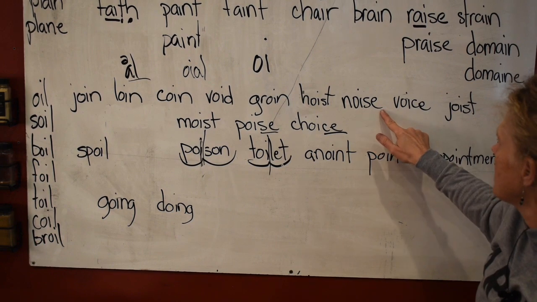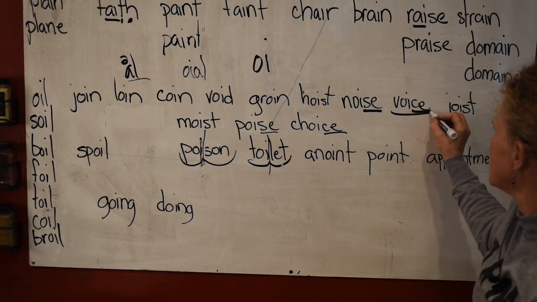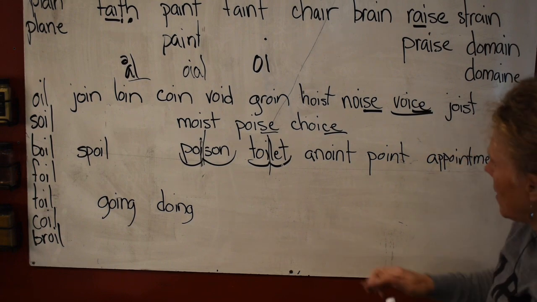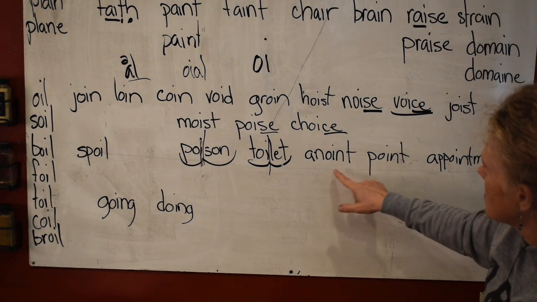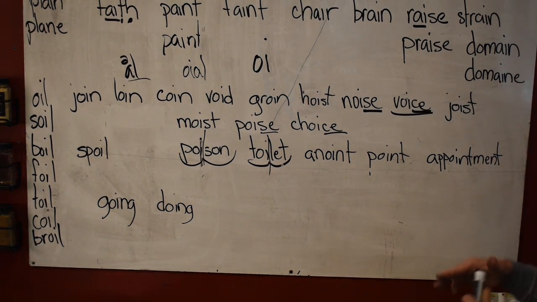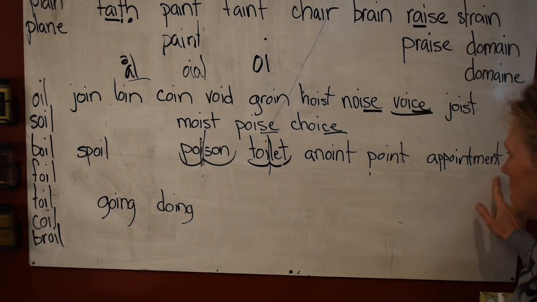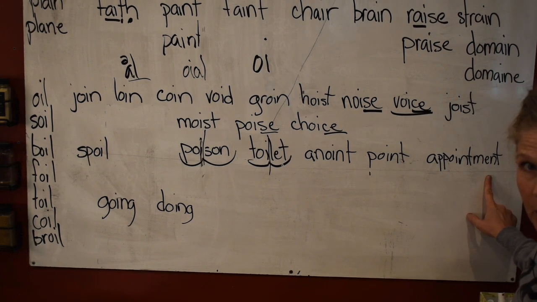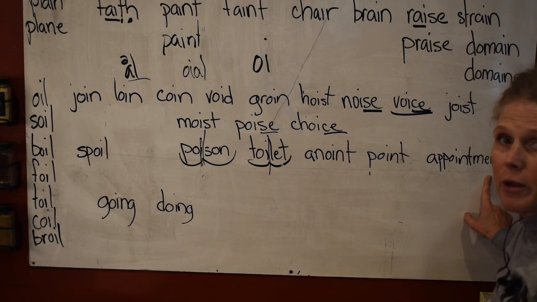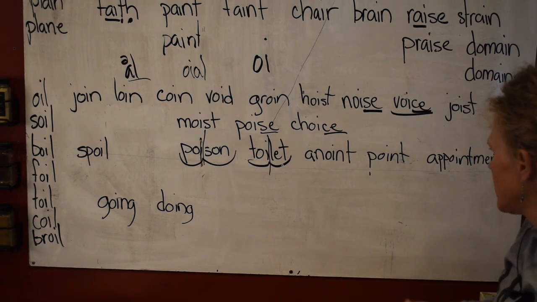Noise, see? SE right there. Z. Voice, see the CE, voice, and joist. Anoint, point, and appointment. We actually use appointment all of the time in the English language. I have an appointment. I have a doctor's appointment. I have an appointment with my husband to run to do something. You know, so you have an appointment. You do that all the time.